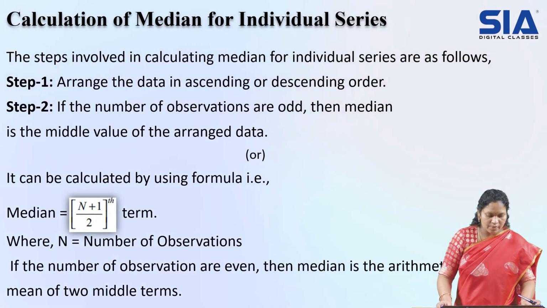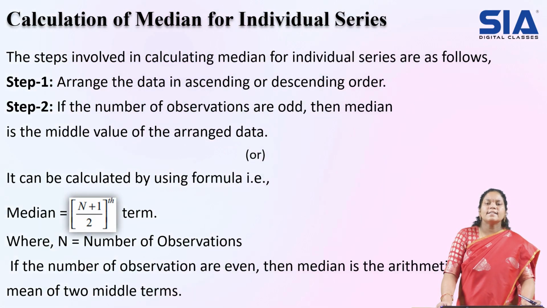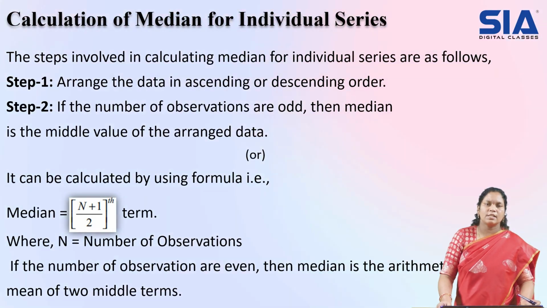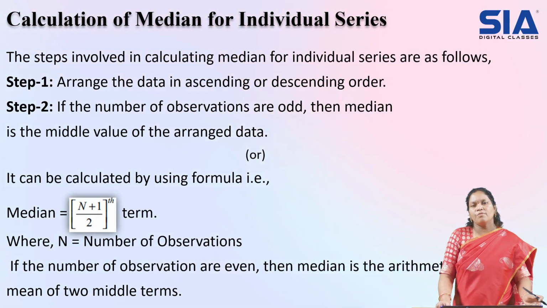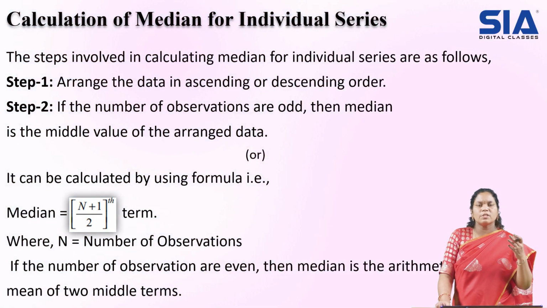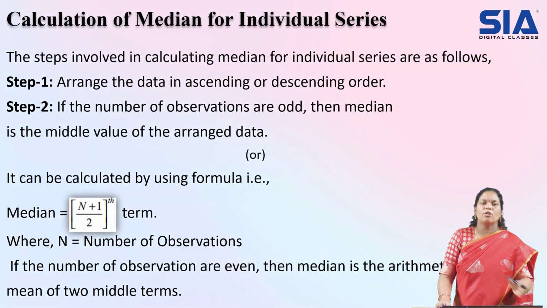We have some steps over there, check it out. Arrange the data in ascending or descending order. Definitely, whenever you want to find the median, you have to arrange the data in ascending or descending order. Individual series means single row or single column data. For that, we first arrange the data in ascending or descending order.